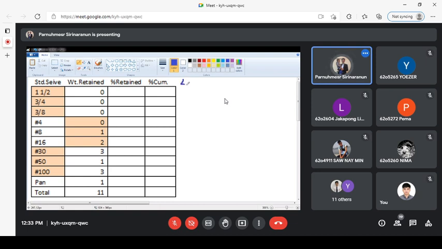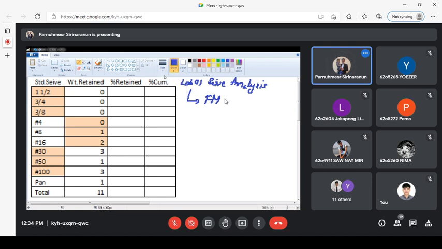Then, on the first lab, the first step is to talk about sieve analysis. Sieve analysis means what? The objective is to find the fineness modulus of your aggregate. It is the first objective. Okay?